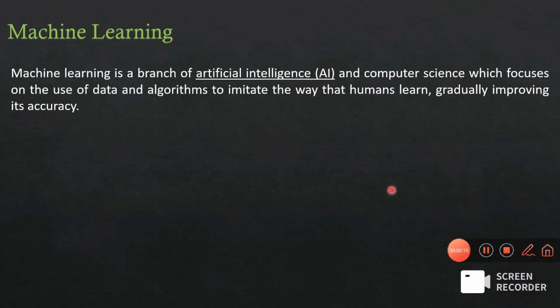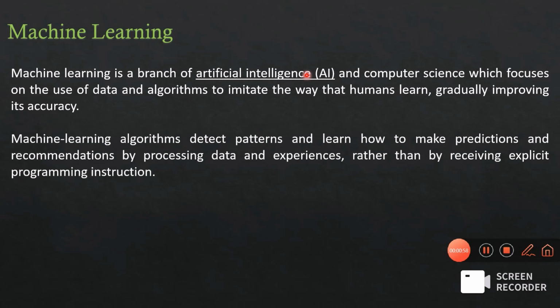So machine learning is a branch of artificial intelligence and computer science which focuses on the use of data and algorithms to imitate the way that humans learn, gradually improving its accuracy by experience. Artificial intelligence is basically a branch of computer science that emphasizes the development of intelligent machines thinking and working like a human. For example, speech recognition, problem solving, learning and planning.